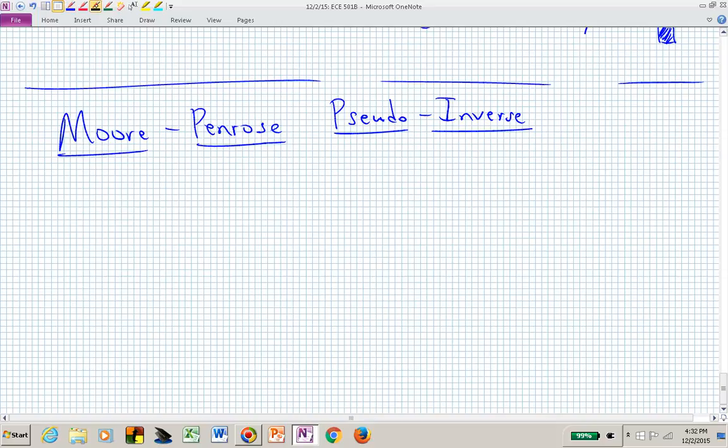In this case, let's just start talking in general about a linear map. Suppose you have a map, and this map could be a measurement system.